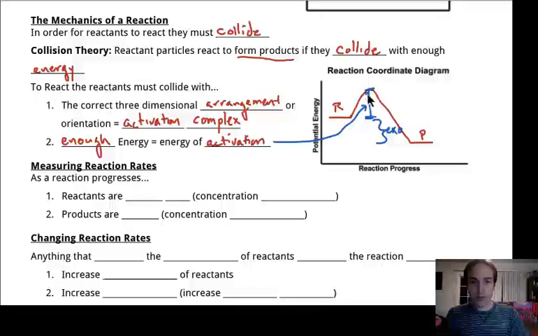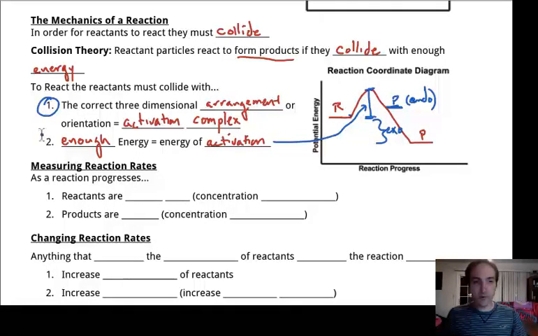Okay, notice that if we had paid the activation energy, but let's say the products formed right here, right? So if the products formed right here instead of down here, the products would have more energy than the reactants, and we would call this an endothermic reaction because they actually absorbed energy. But the overall idea here is there are two requirements. First of all, they have to collide with the correct arrangement. We call that the activation complex. And then they have to collide with enough energy. That's the energy of activation.